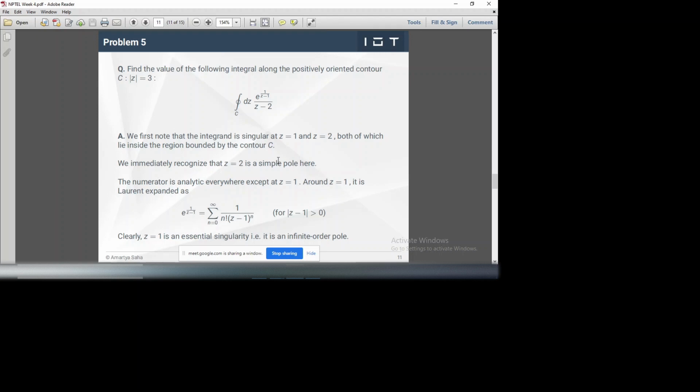Moreover, it lies inside the region bounded by the circle. That is why both these points of singularities, at z equal to 1 and z equal to 2, will contribute to the integral. So let us now move on to actually calculate the integral. That was the integrand here, and then I have used the series expansion for e to the power 1 by z minus 1.